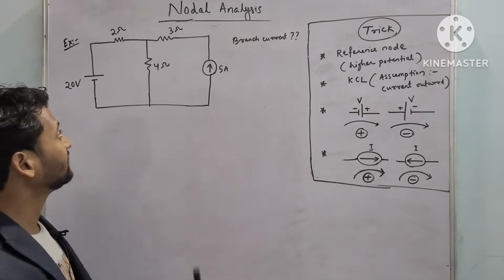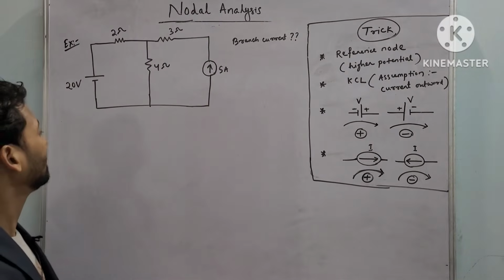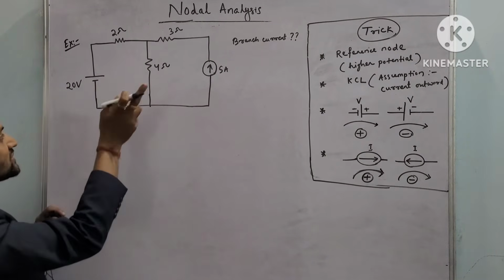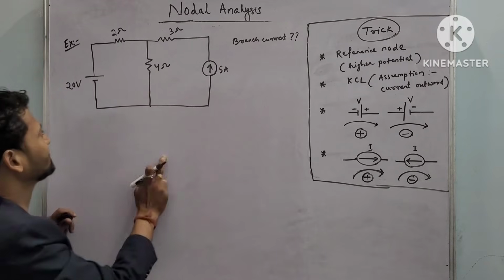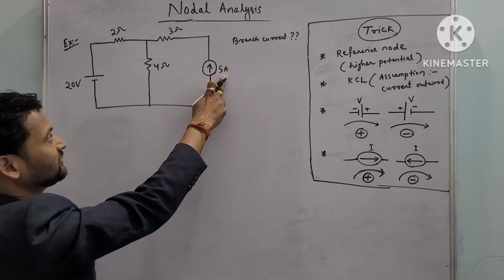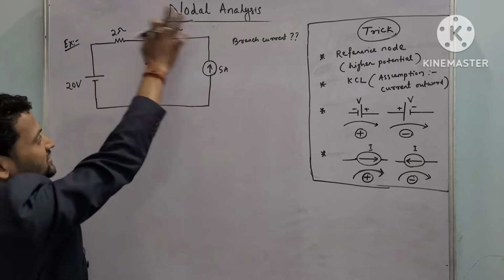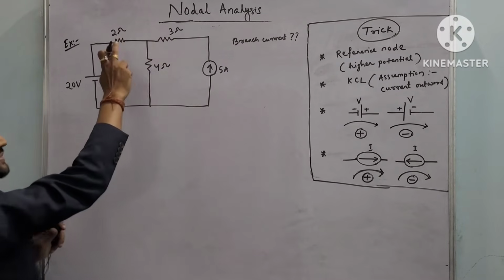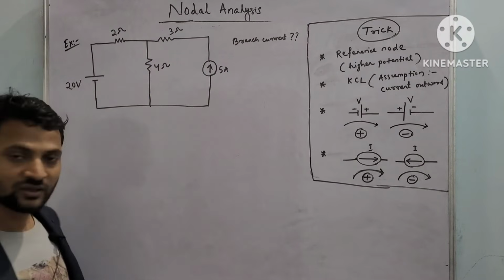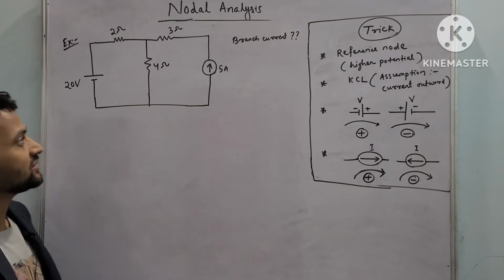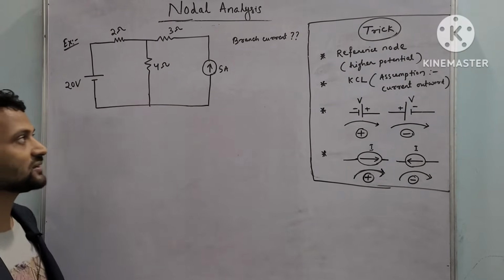Okay, next we have this question. In this circuit, we have two sources, one voltage source and one current source. The magnitude of the voltage source is 20 volts and the magnitude of the current source is 5 amperes. There are three resistors. This is the electrical circuit. We have to find the branch currents, the current through the various branches, 2 ohm, 3 ohm, 4 ohm. We apply nodal analysis to analyze that circuit.